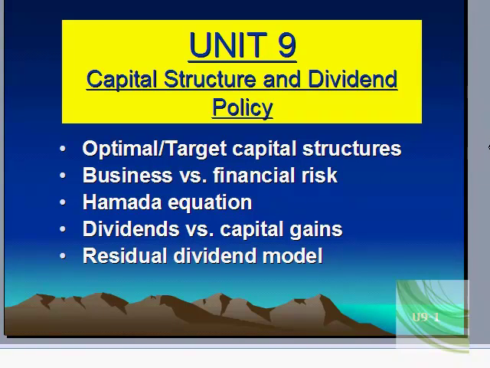So capital structure and dividend policy, chapter 11, chapter 13 and chapter 14: capital structure and leverage, and dividends and share repurchases, distributions to shareholders. In this chapter we're going to talk about the optimal capital structure. How does a firm decide what is the optimal capital structure? We'll talk about business and financial risk, how to measure it with the Hamada equation, and the next chapter is dividend and capital gains and the residual dividend model.